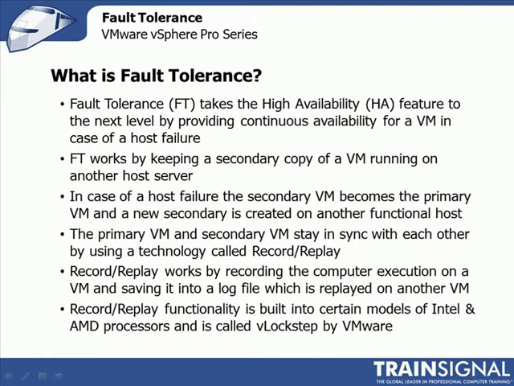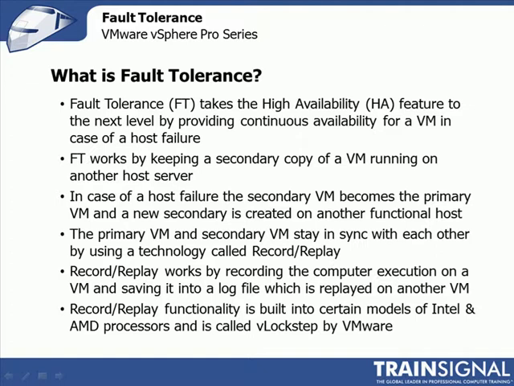Fault tolerance was introduced as a new feature in vSphere that provided something that was missing in VI3, the ability to have continuous availability for a virtual machine in case of a host failure. The high availability feature was introduced in VI3 to protect against host failures, but it caused the VM to be down for a short period of time while it was restarted on another host. Fault tolerance takes that to the next level and guarantees the VM stays operational during a host failure by keeping a secondary copy of it running on another host server.